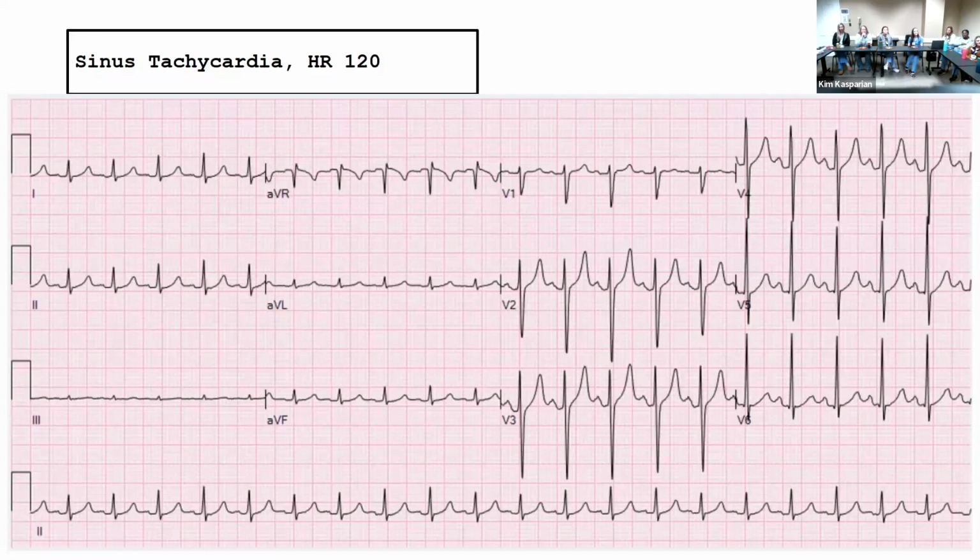Hopefully this doesn't happen every time. Surprise, it's sinus tachycardia. So we got a P wave before every QRS, QRS after every P wave. And heart rate's about 120. All right, hopefully this next one works. Okay, good.